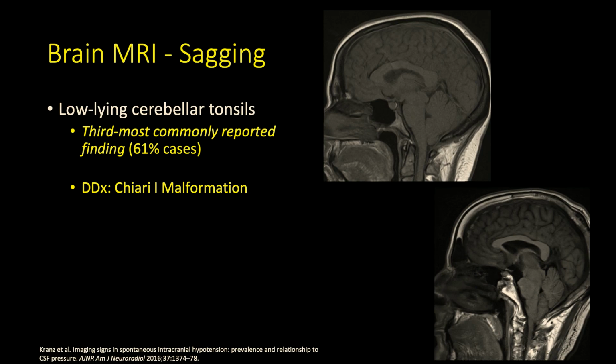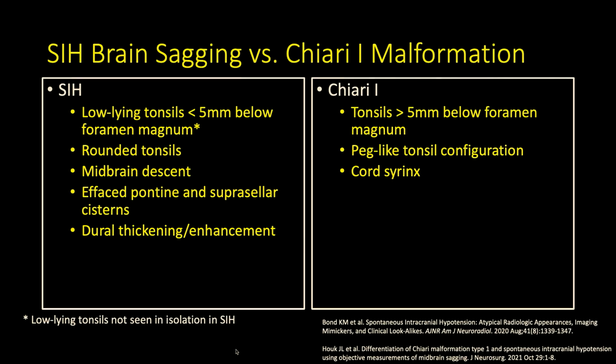Or to put it another way, due to the imaging overlap, patients that have SIH may be erroneously operated on because the surgeon or radiologist has called a Chiari 1 malformation. So we're going to focus on this a little bit. So, SIH versus Chiari 1 malformation.